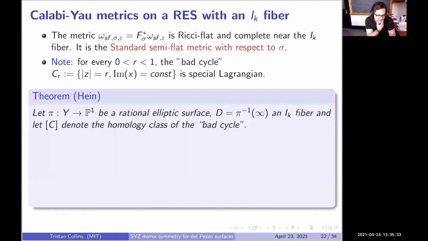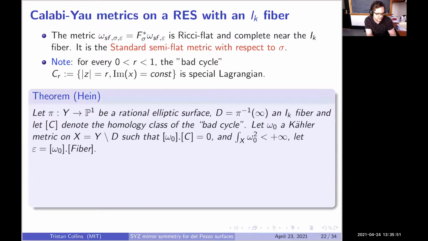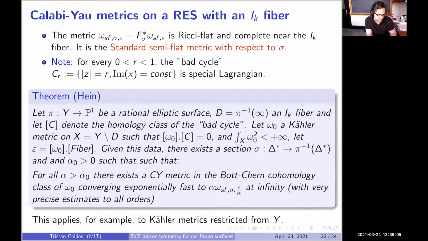Okay, so regarding Calabi-Yau metrics, there's a theorem of Hein, Hein's thesis, which says that if you have one of these rational elliptic surfaces with an I_k fiber, then this special Lagrangian cycle defines a homology class, which Hein calls the bad cycle. Now, if you take any Kähler metric on the complement of this I_k fiber, which pairs to 0 with this bad cycle and has finite volume, then you can find a section and some parameter alpha naught such that there is a Calabi-Yau metric in the Bott-Chern cohomology class of your Kähler metric converging exponentially fast to this rescaled semi-flat metric with respect to this section sigma.